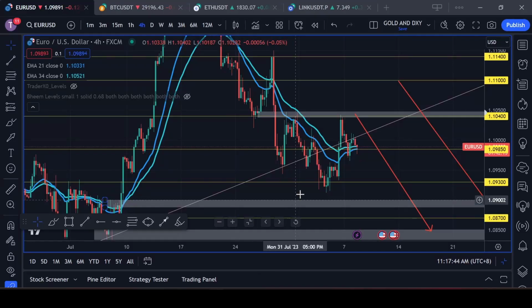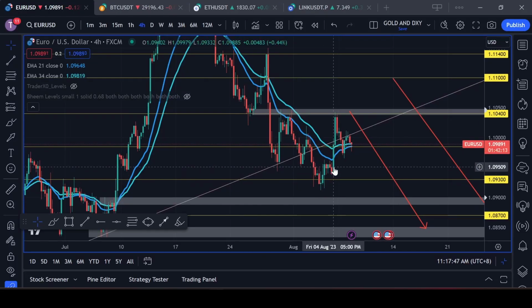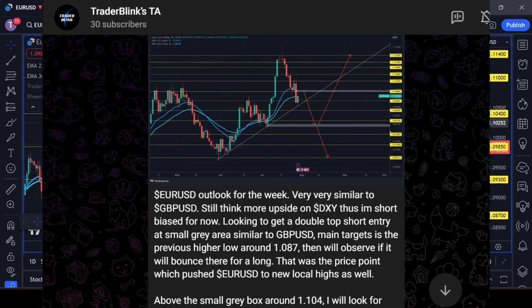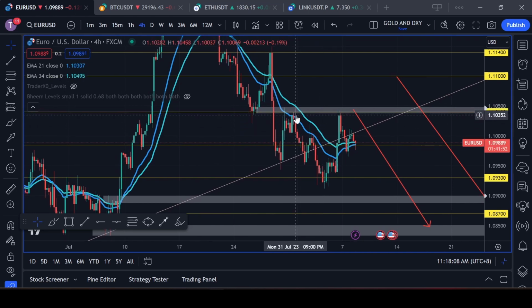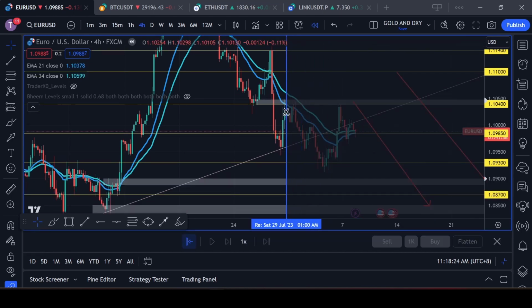So anyway, coming back to the charts, let's break down how I took the EURUSD short. Basically, I shared this trade idea on my free Telegram channel. I mentioned that I would like to see a double top formation around this key area over here, around 1.104, and then I took the short, all the way down to the prior lows and eventually even deeper. So let's reverse and see how I took this trade.